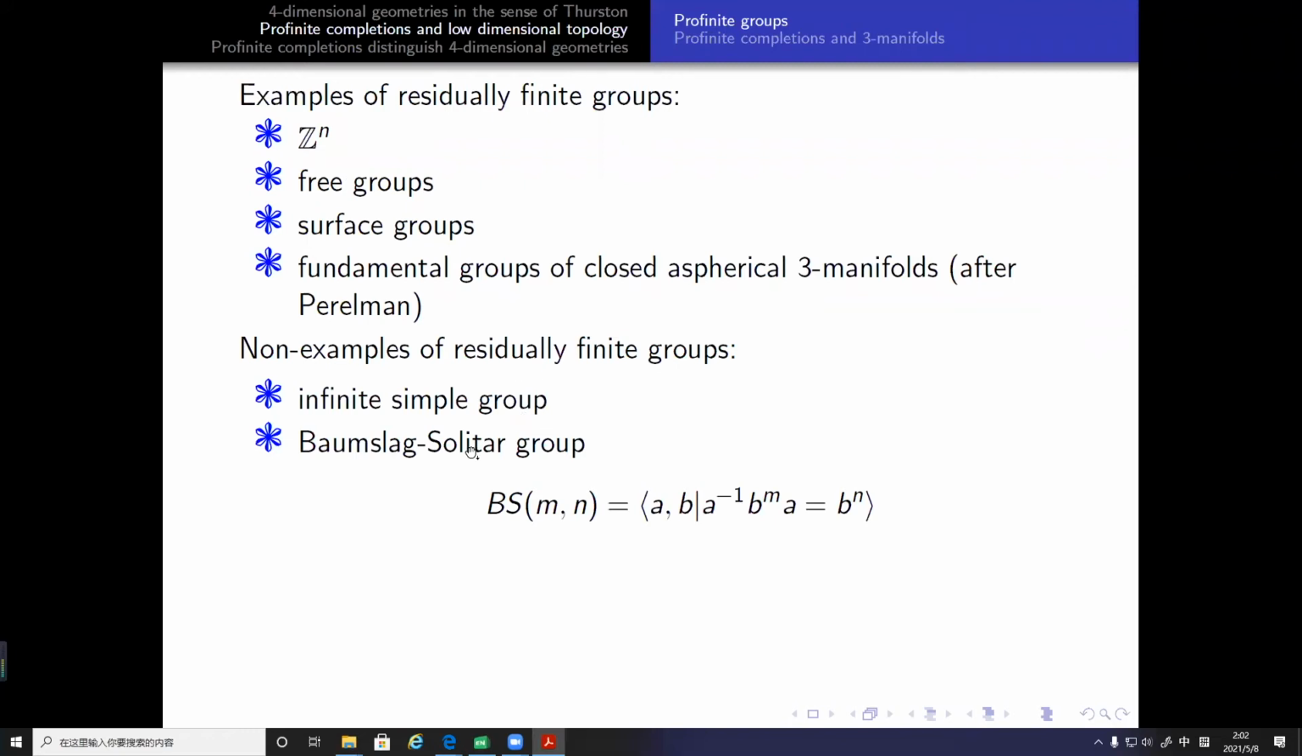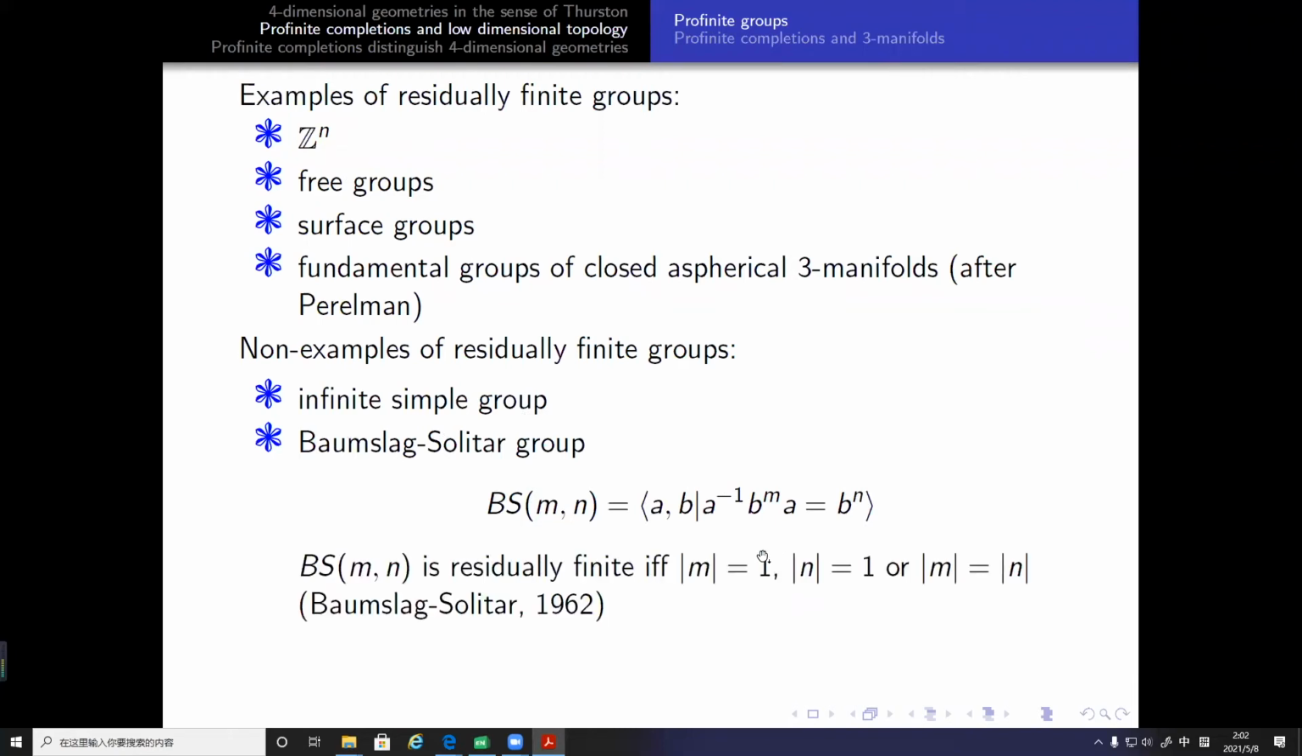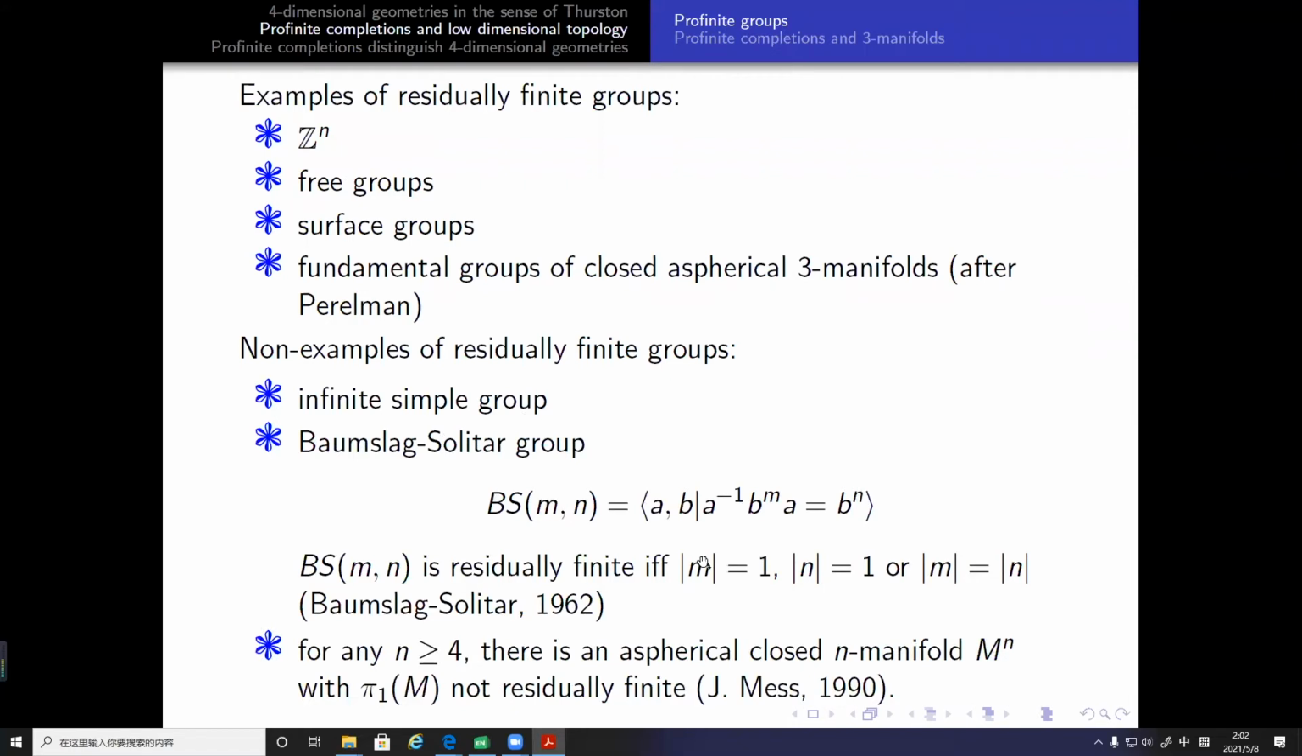And there are some examples which are not residually finite groups, for example infinite simple groups, or the famous Baumslag-Solitar group BS(m,n) with this relation, which in general is not residually finite. Also, there are some spherical manifolds in dimension 4 such that the fundamental group is not residually finite. This is very different from the three-dimensional case, since in the three-dimensional case the fundamental group of every spherical manifold is residually finite, but in the four-dimensional case there are manifolds, even spherical ones, whose fundamental group is not residually finite.